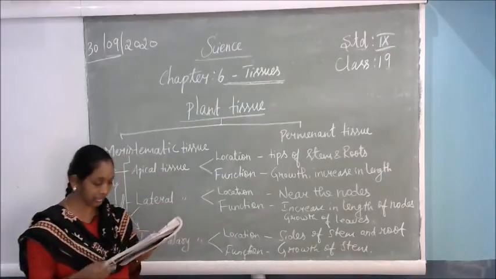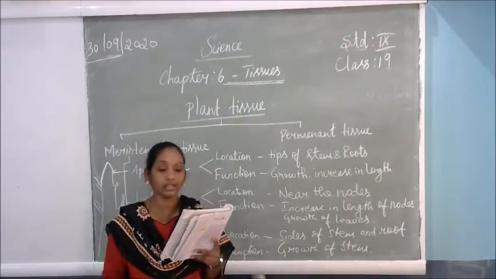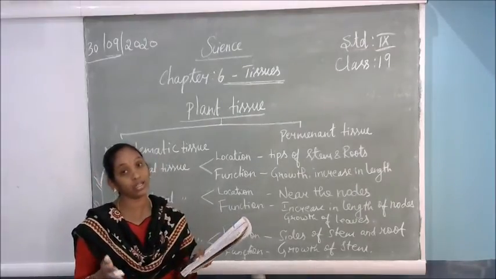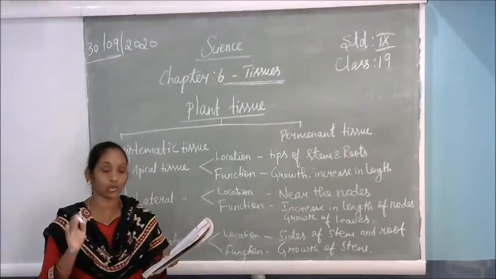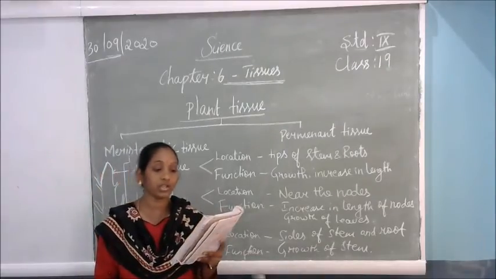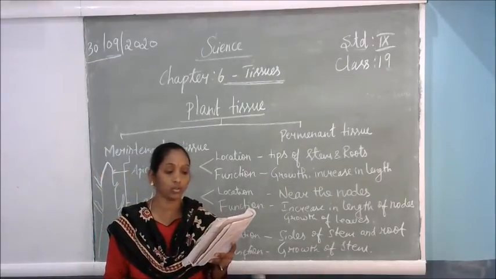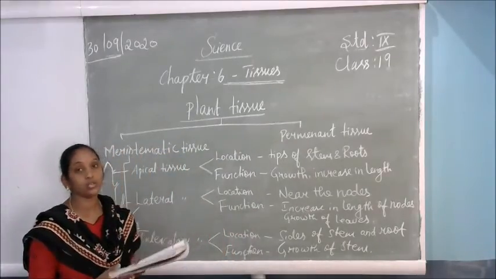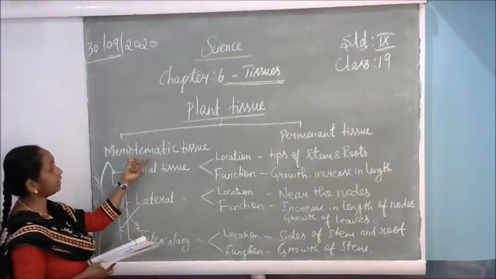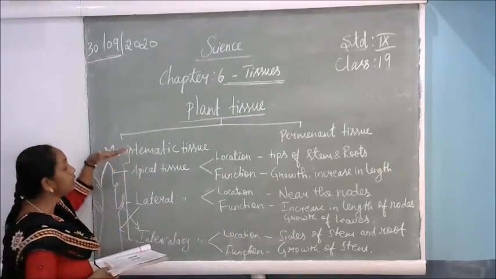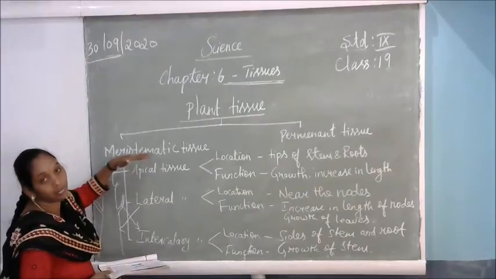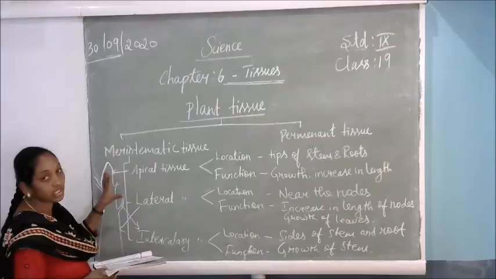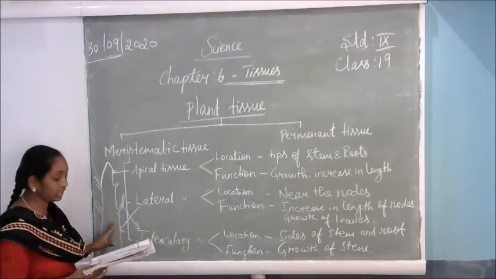Take out page number 69. The growth of a plant occurs only in certain specific regions. You can see plants can grow only in certain regions, and after that growth stops. This is because the dividing tissues, also known as meristematic tissues, are located only at these points. Because of these meristematic tissues, plants can grow up to a certain height, and then growth stops.